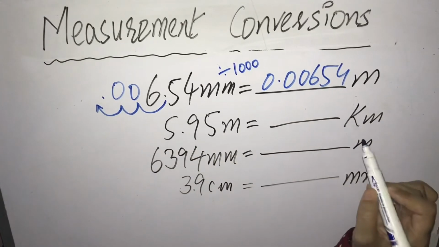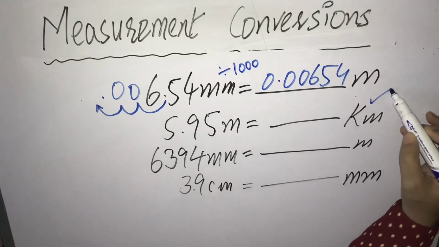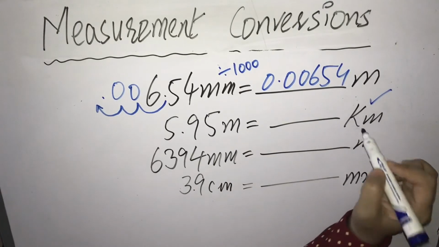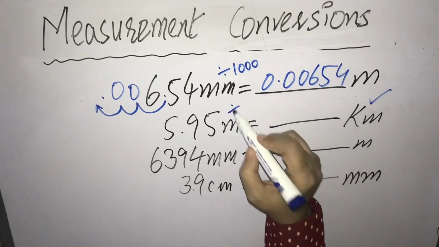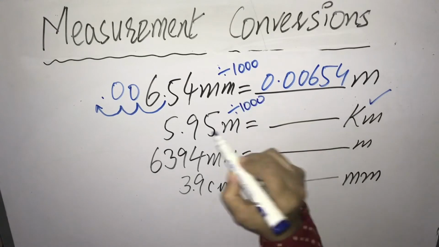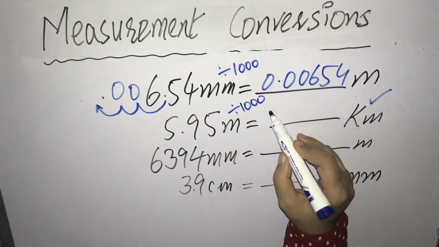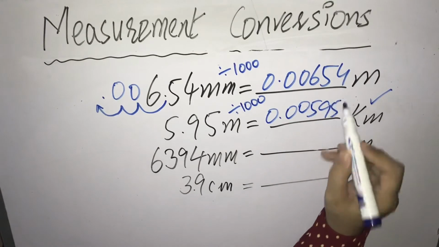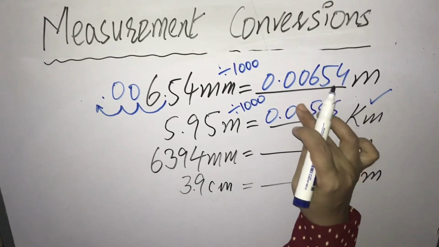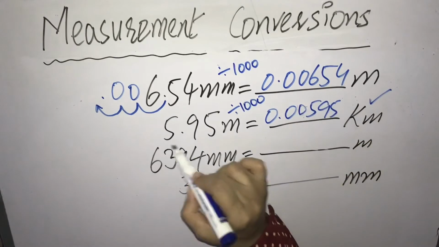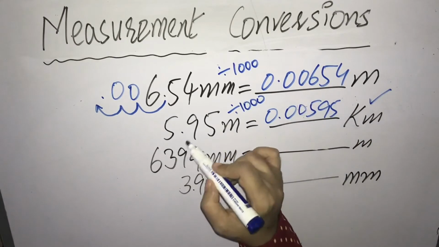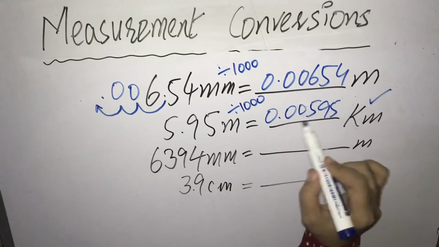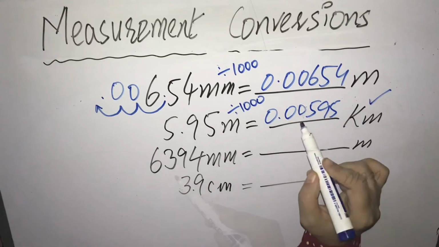5.95 meter to kilometer. Again we are going towards the bigger unit. Relation of kilometer and meter is 1000. We shall again go 3 places towards the left side. Answer will be 0.00595. As we have only one decimal place, we have to create 3 decimal place numbers. So 2 zeros will be added of our own.